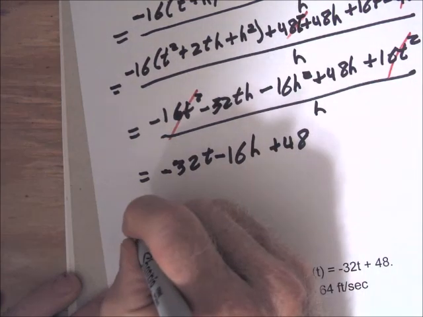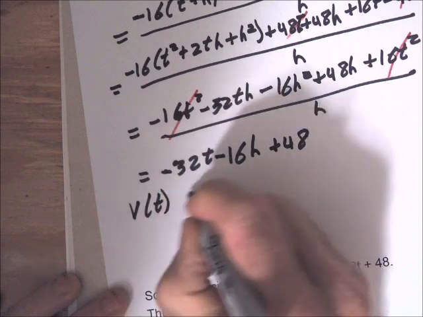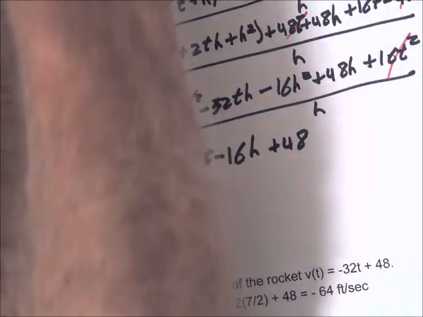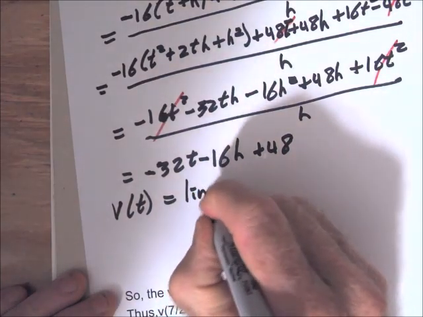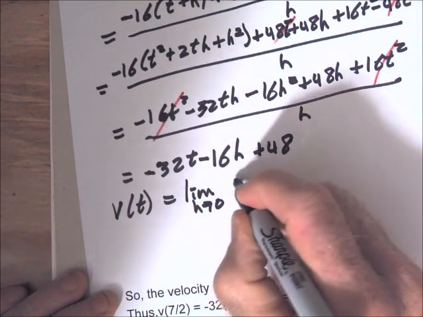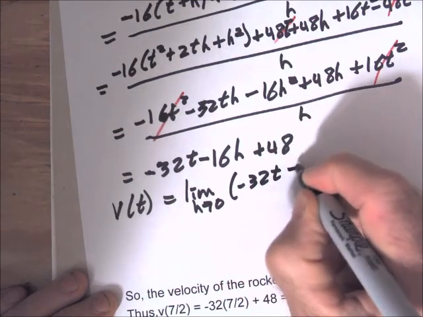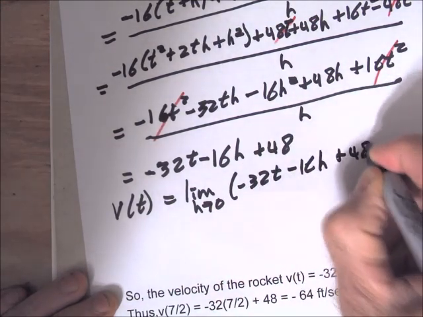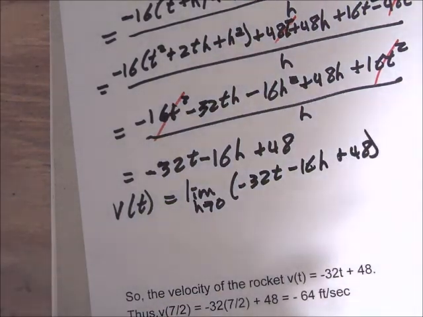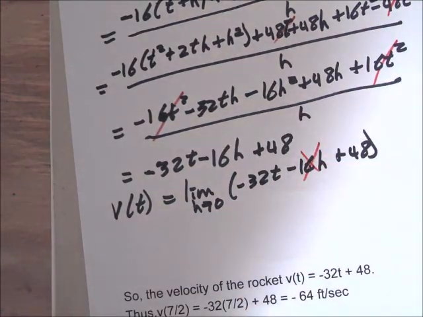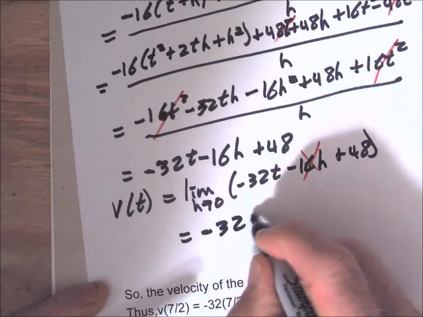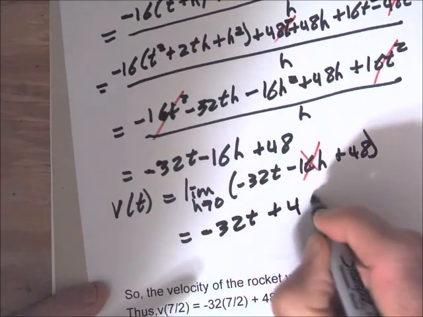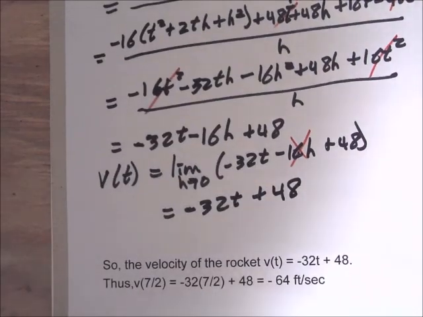And to get the velocity as a function of time, v of t is going to be the limit as h goes to 0 of minus 32t minus 16h plus 48. So if h goes to 0, that drops out, and we're just left with minus 32t plus 48. So that's the instantaneous velocity.